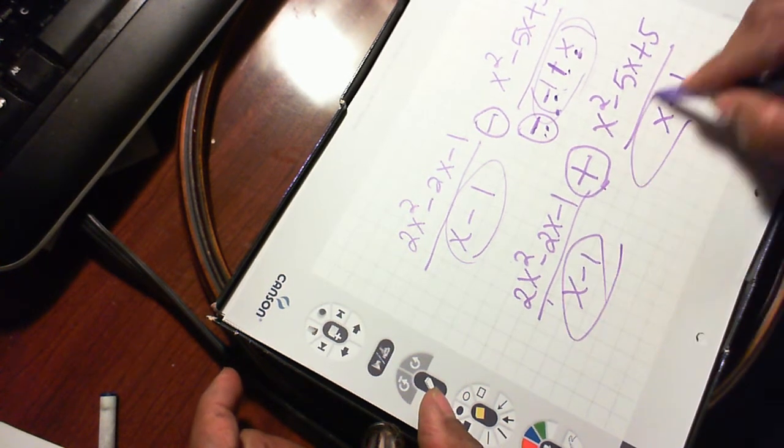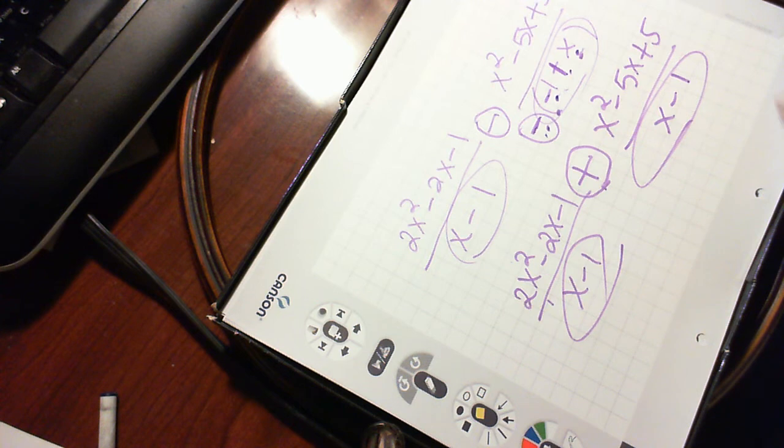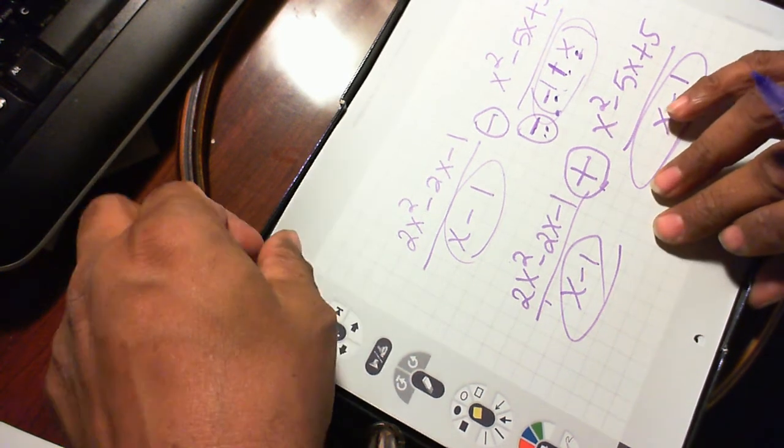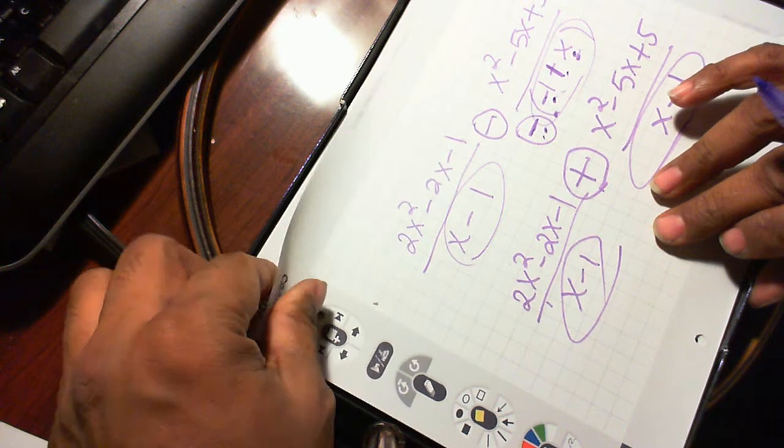Now the denominators are the same. Now you can just add the numerators and you are done. Okay? Not going to do any more with this one. I'll let you finish it up.